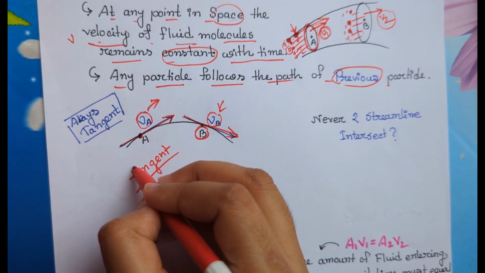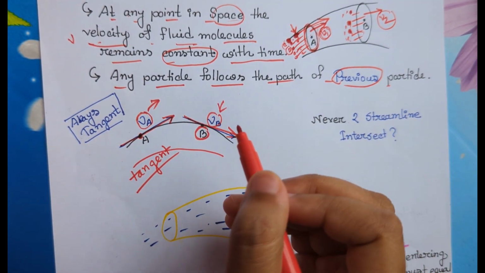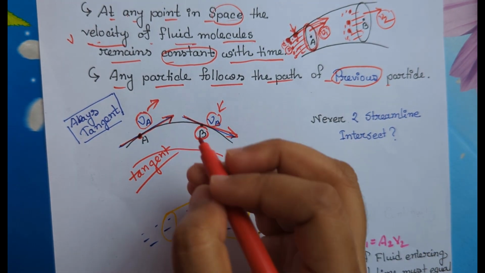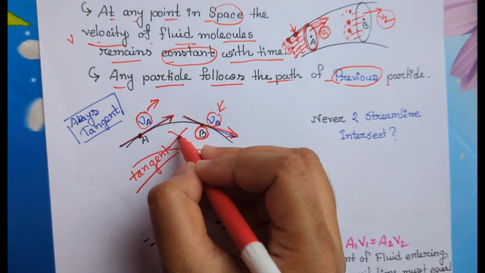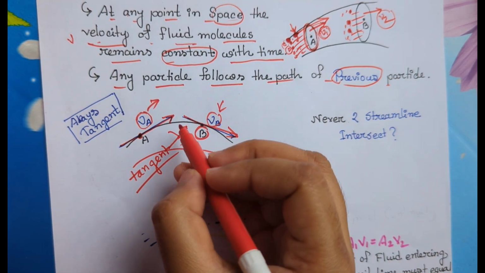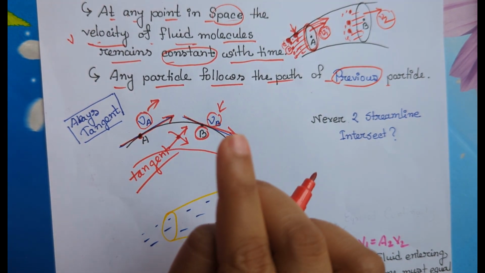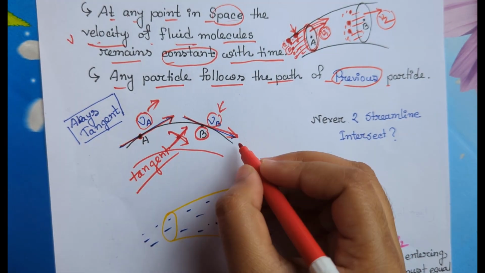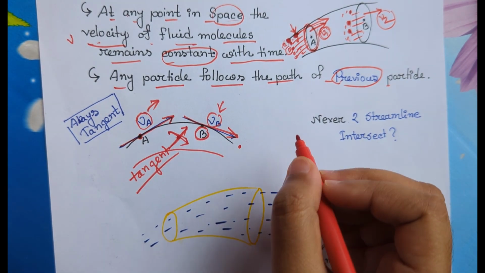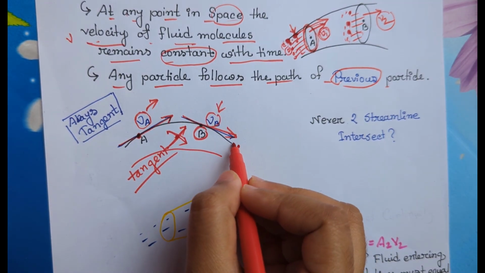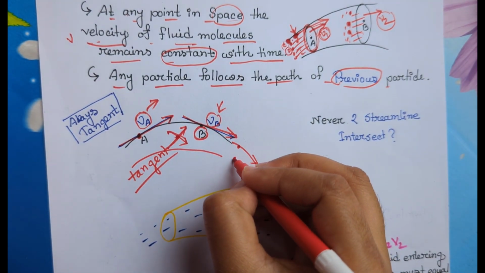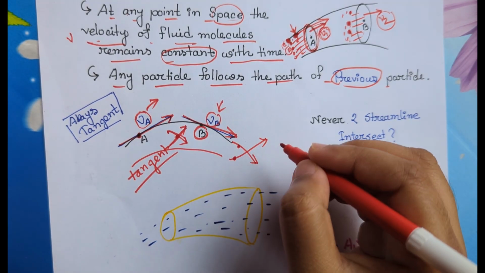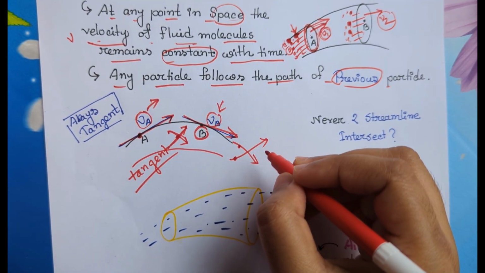There may be a question: suppose two streamlines intersect, like this. Suppose this is a single particle or molecule of any fluid, so the direction of velocity will be like this, and the second particle will be here, and if they intersect, then these things will look like this.